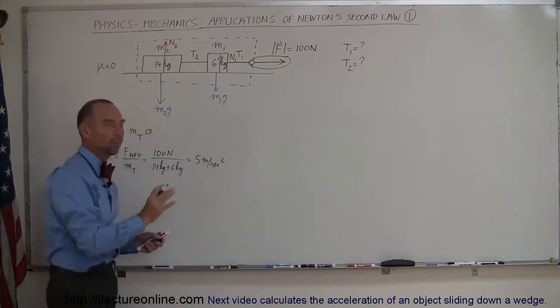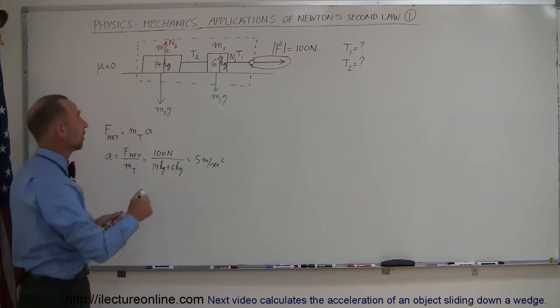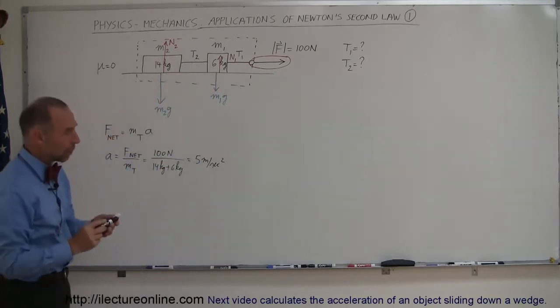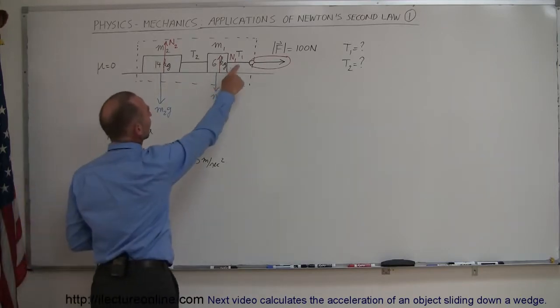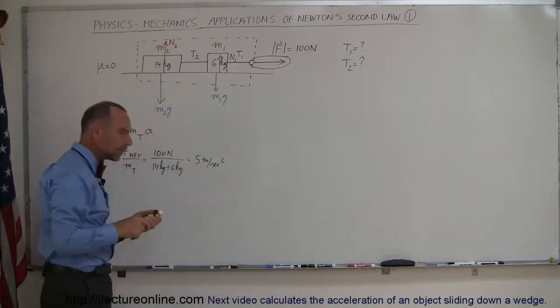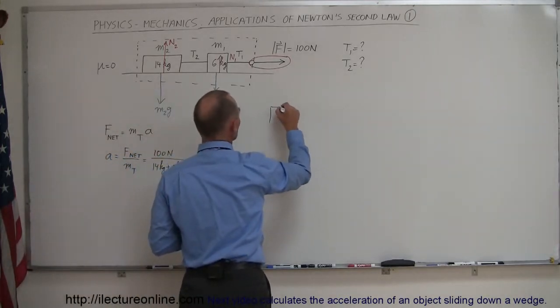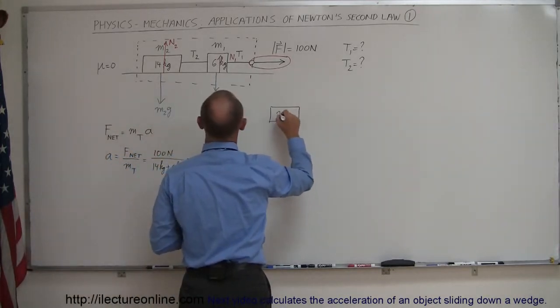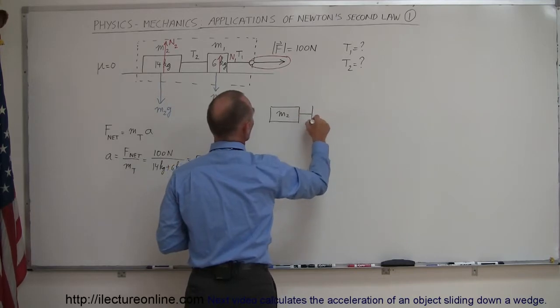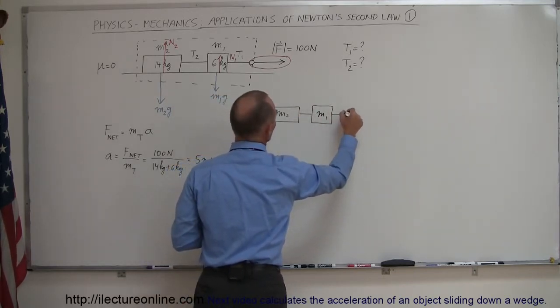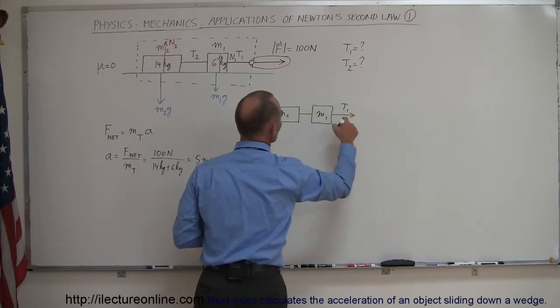So now we know the acceleration of this system, which of course is also the acceleration of the individual masses. All right, now the next thing we want to do is find the tension here, tension 1. If we draw a free body diagram of the situation, we have these two masses right here. We have M2 connected with a string to M1, and then that's connected to a string right here. We're trying to find the tension over here.